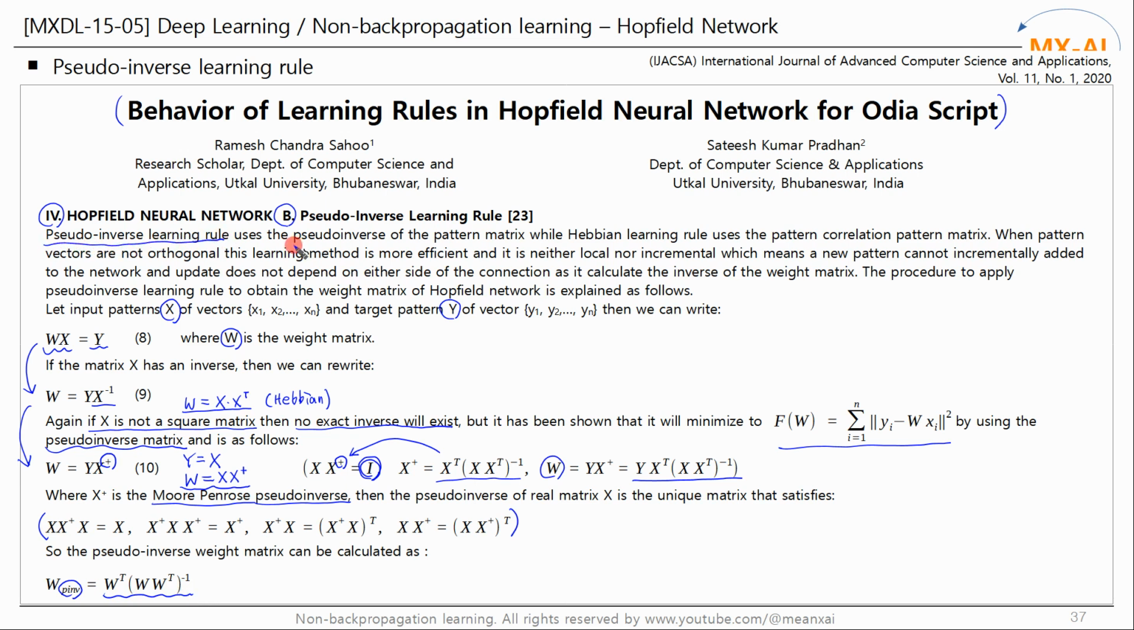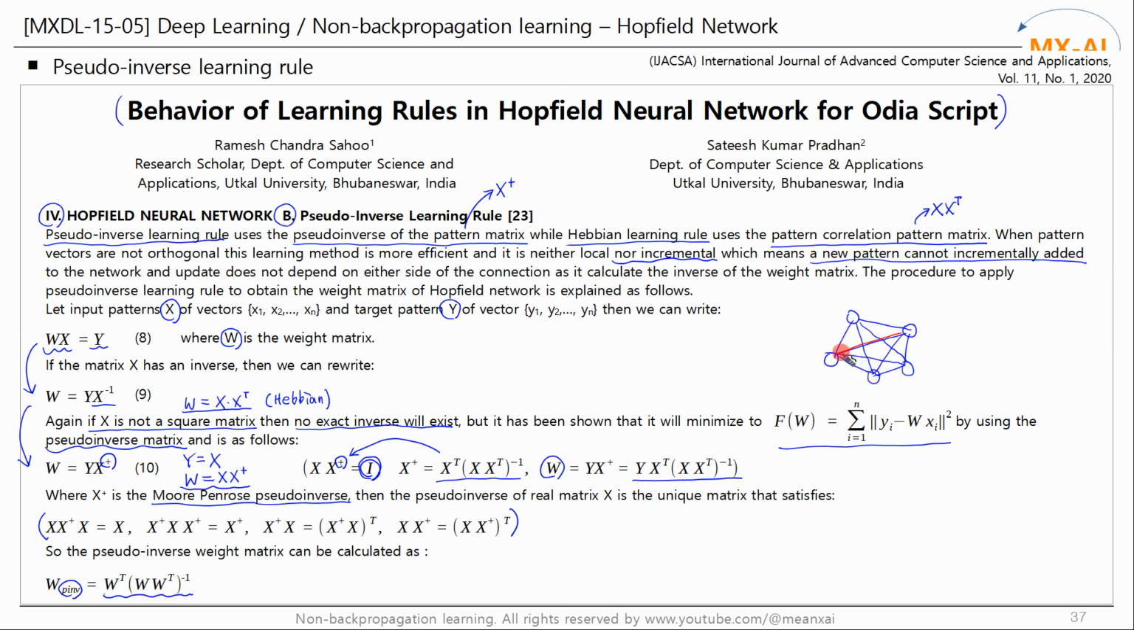The pseudo-inverse learning rule uses the pseudo-inverse of the pattern matrix, while the Hebbian learning rule uses the pattern correlation matrix. This learning method is not incremental, which means a new pattern cannot be incrementally added to the network.